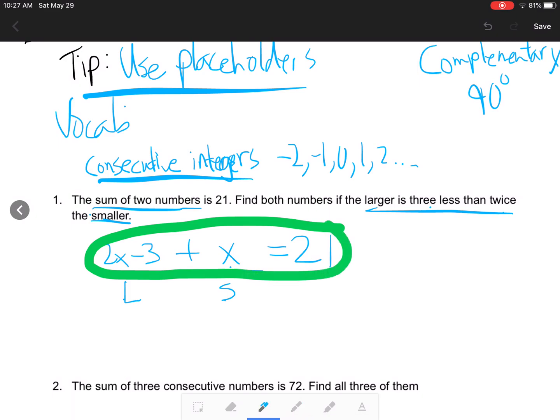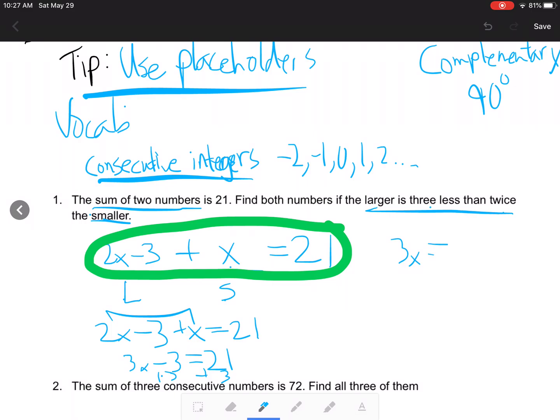And from this equation, we can solve it. So we have 2x minus 3 plus x equals 21. Now, this is going to make it a little more complicated because we have to combine some like terms. So we'll get 3x minus 3 is equal to 21. Add 3 to both sides. So I should squeeze that in right there. Plus 3, plus 3. And we have 3x is equal to 24. Divide by 3. Divide by 3. X equals 8. Now, that is our smaller number because we said that x is equal to the smaller one.